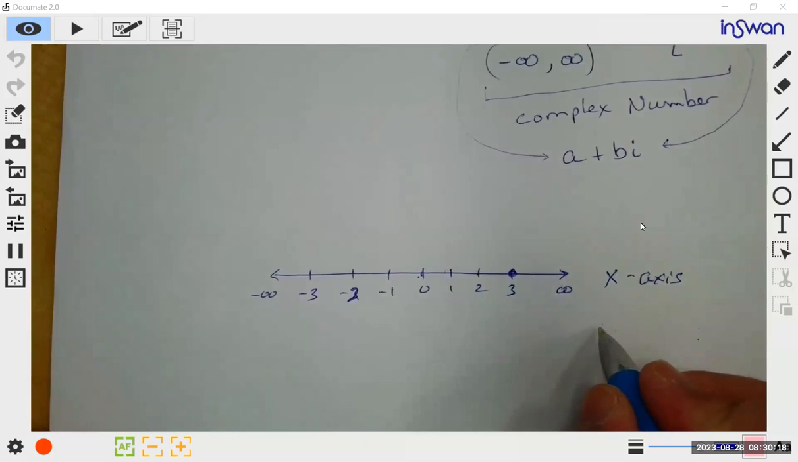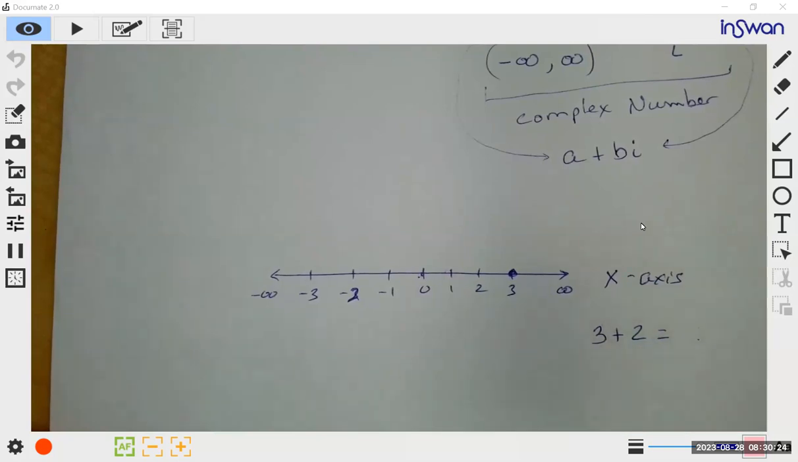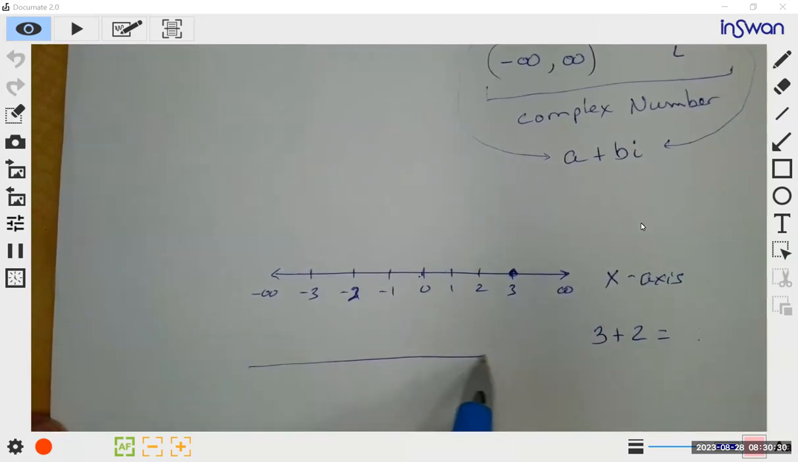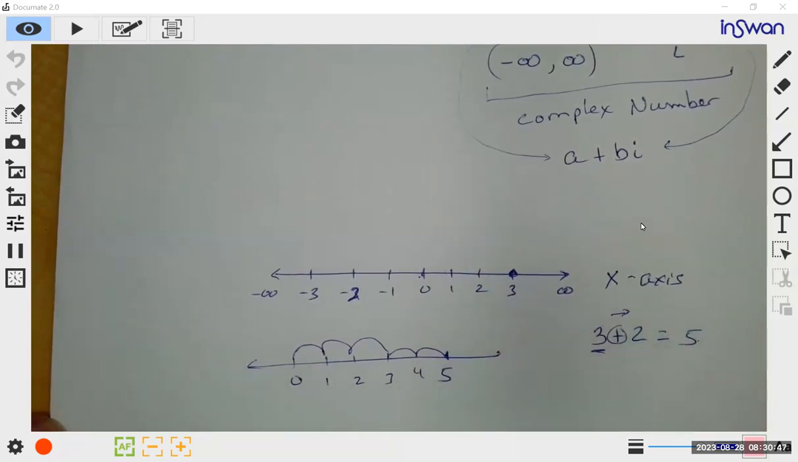We can also do math. 3 + 2 = what? How do we learn it equals 5? Well, we learn it this way. Here's 0, 1, 2, 3. So we start at 0, 1, 2, 3. And then we add. Add means go to the right. How many more spaces? 1, 2. So that's the reason it equals 5.